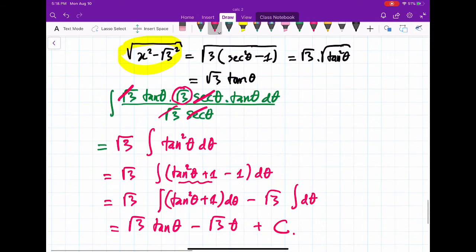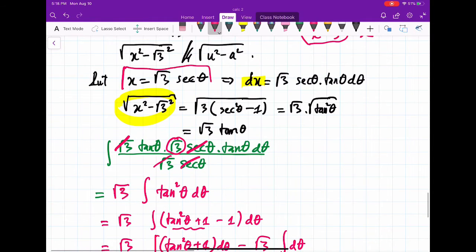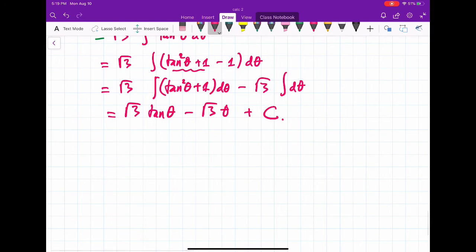Again, we need to solve for the x. So you have x equal to square root 3 secant theta. Let's go back to the x. That's what they want to see.